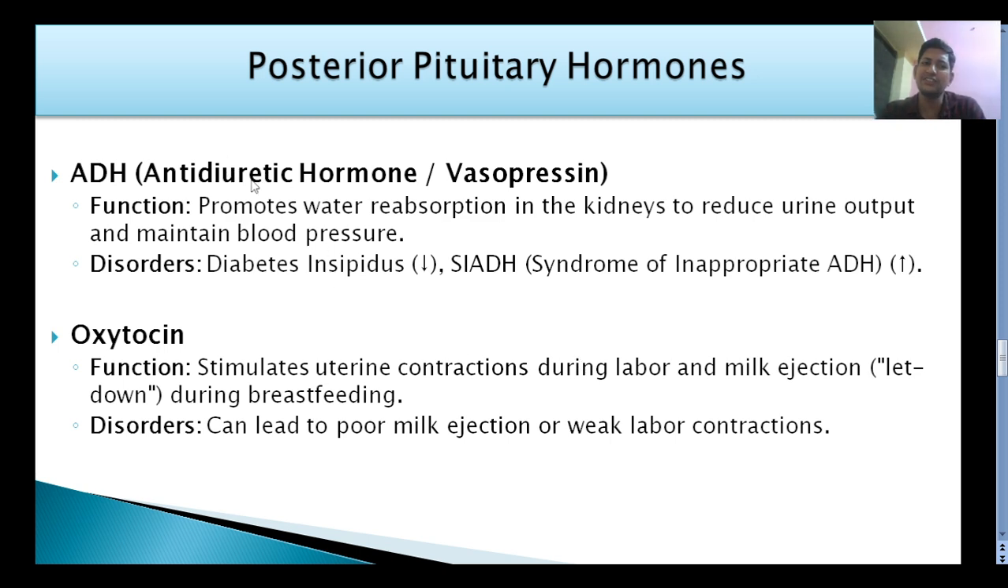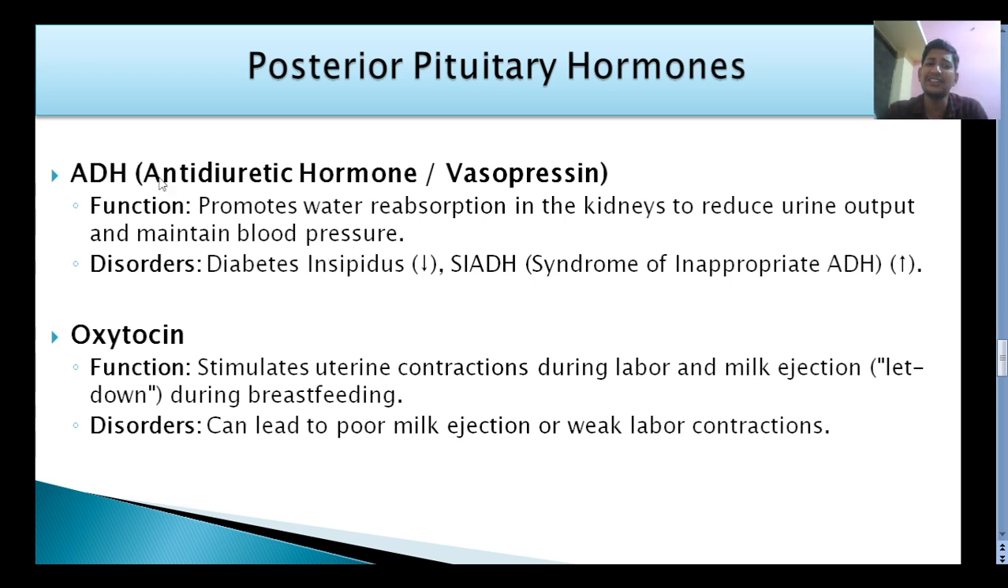Now, what is the function of this antidiuretic hormone? This antidiuretic hormone or vasopressin promotes water reabsorption in the kidney to reduce urine output. We know that we are amniotic animals. We are ureotelic animals. Humans are ureotelic, and therefore ammonia is converted into urea in our body, and it requires more water. So to save the water, this ADH hormone plays a very important role, and it also maintains the BP, blood pressure.